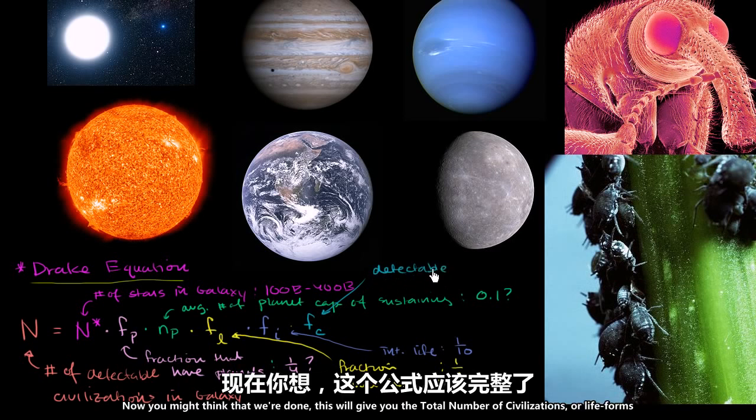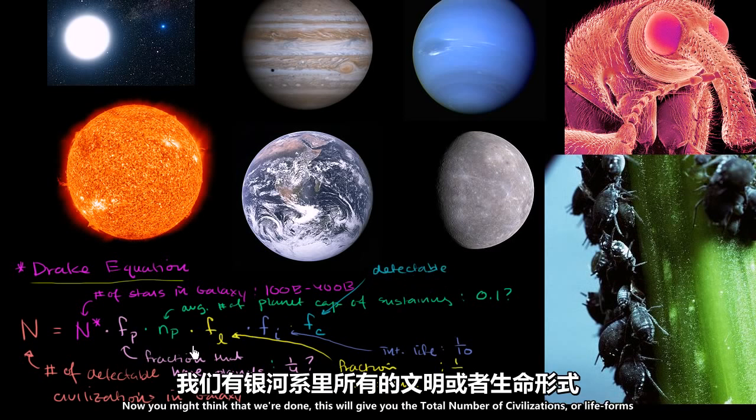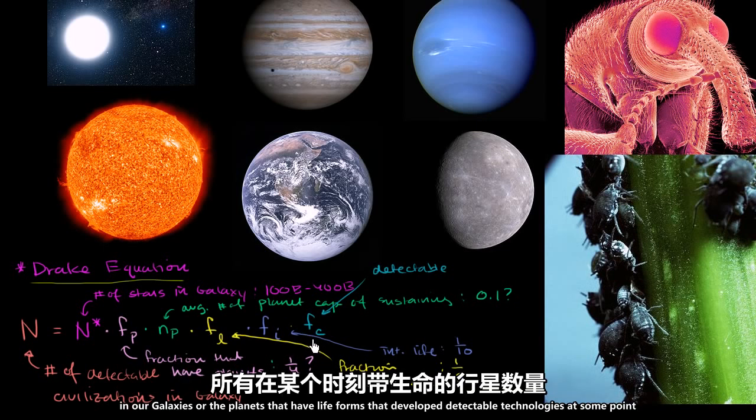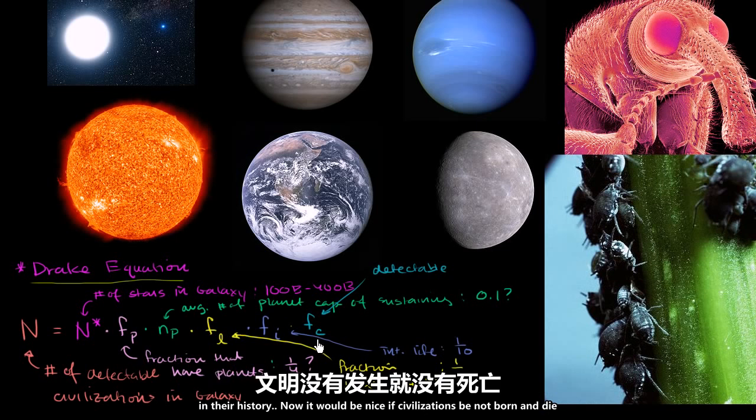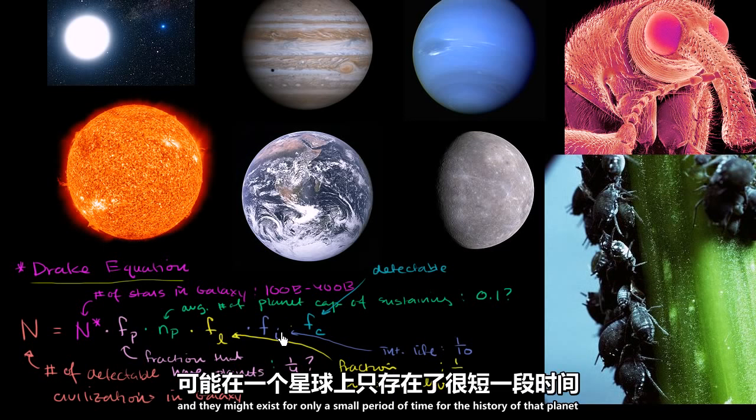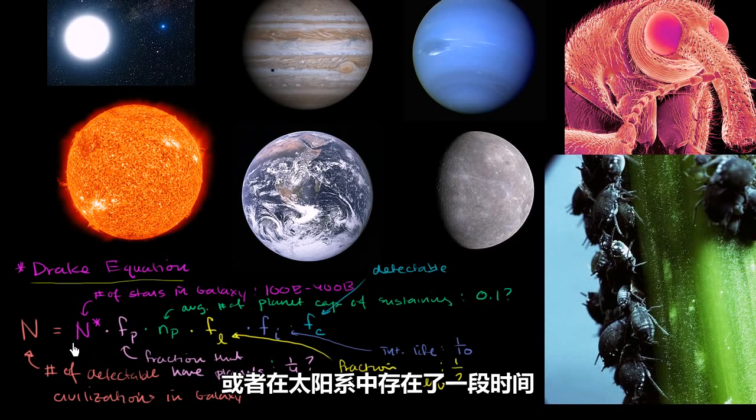Detectable. Now you might think that we're done. This would give you the total number of civilizations or life forms in our galaxy, or the planets that have life forms that developed detectable technologies at some point in their history. Now, it would be nice if civilizations did not just get born and then die, but the reality is they do die. They might destroy themselves or whatever, and they might exist for only a small period of time for the history of that planet or the history of that solar system.